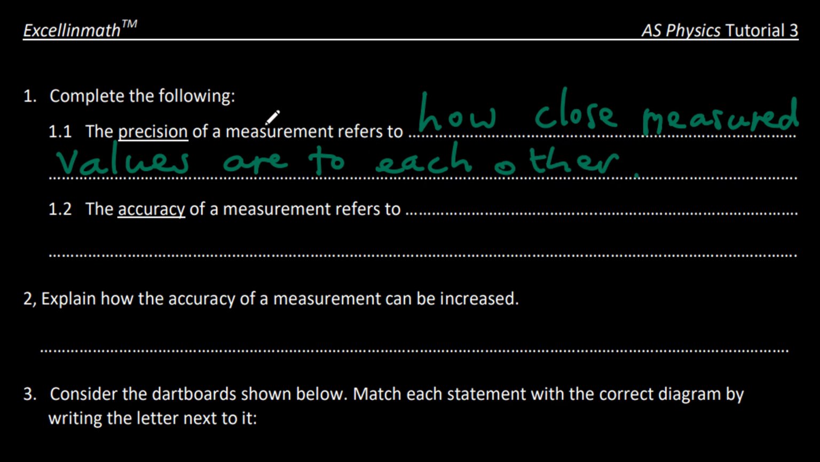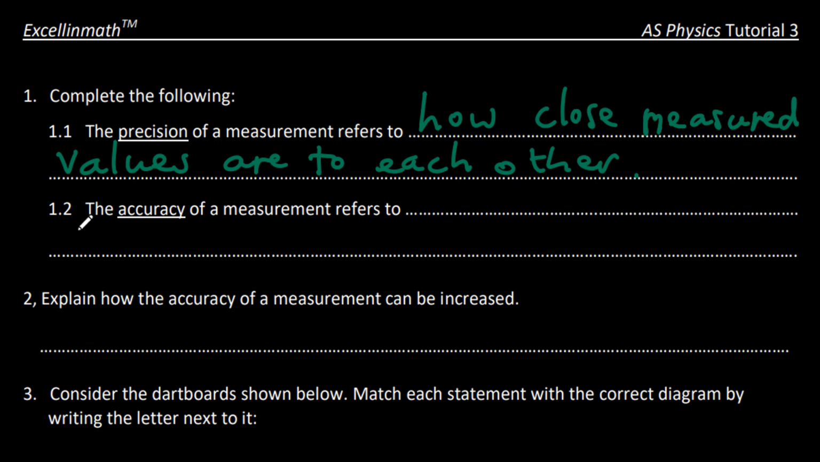So in physics, when we want to measure something, we won't just take one measurement. We'll repeat the measurement a few times, like 3 to 5 times, and then take an average. If the repeated measurements are close to each other, then we'll say that the measurement is precise.